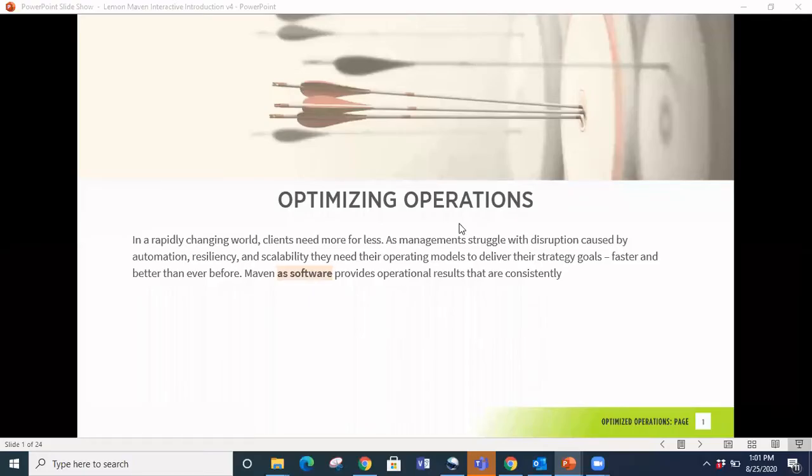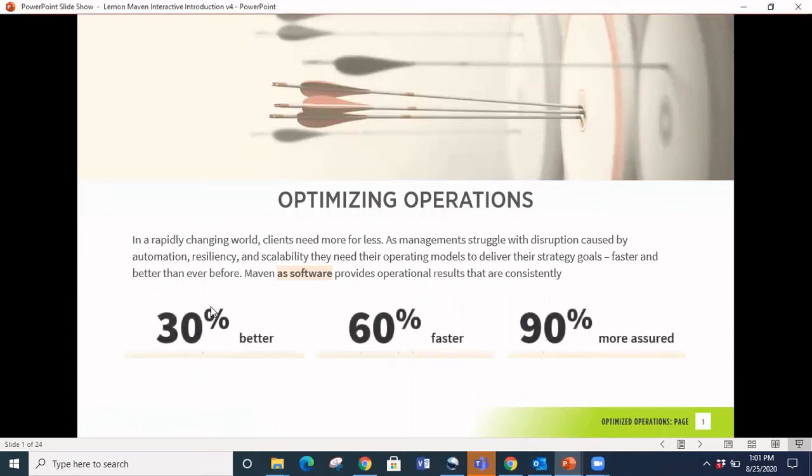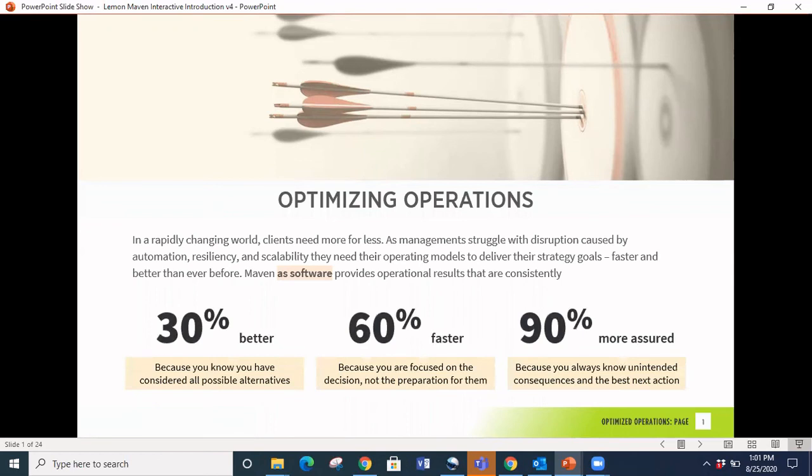What is Maven? Maven is a tool to optimize operations. And as a lot of our clients have experienced, it gives them at least 30% more optimization benefits than their traditional optimization methodologies. And they're able to generate the solution to optimize their operations 60% faster, largely due to automated templates on Maven.